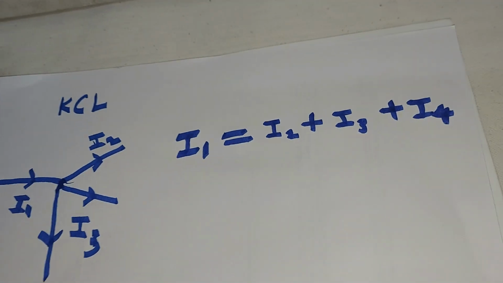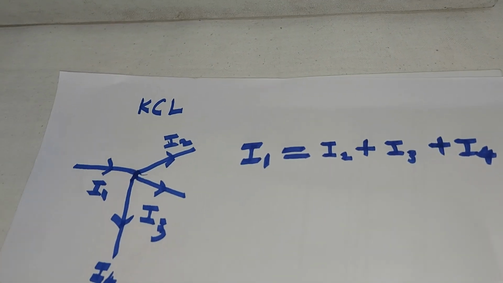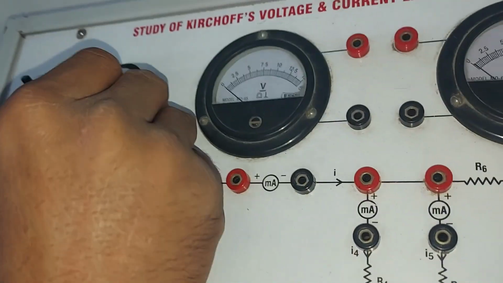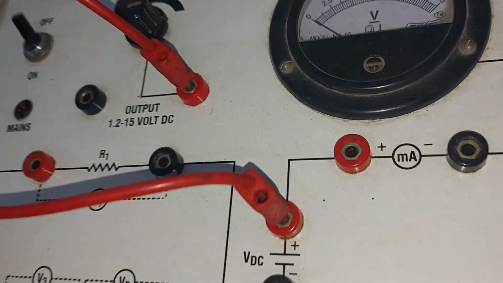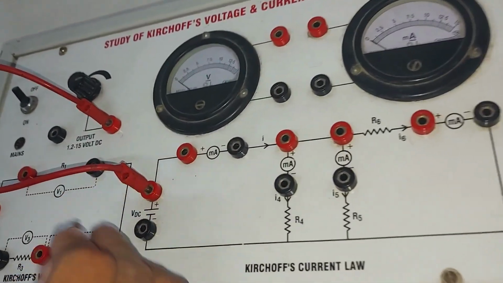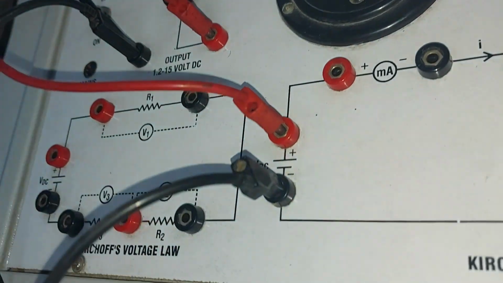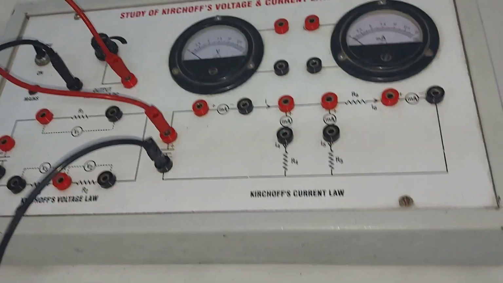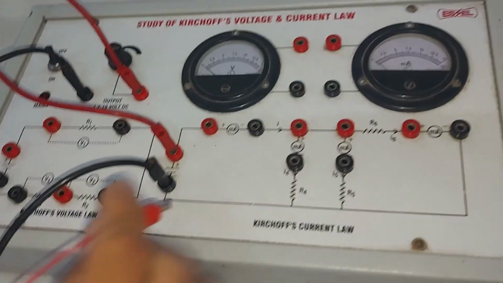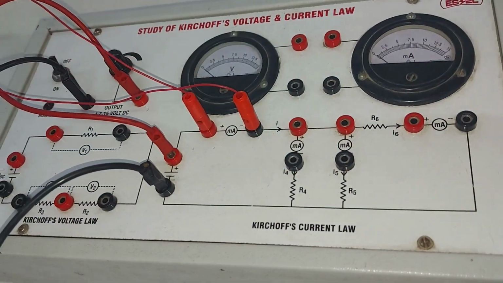So, we have to verify this Kirchhoff's current law here. For that purpose I will just connect this circuit. I am connecting the power supply first and then I will connect positive to positive and negative to negative. Now, after doing this, we have to fill all these gaps. Remember, whenever we want to measure current, we have to measure it in series. So, these gaps we have to fill first and then we will measure all these individual currents.